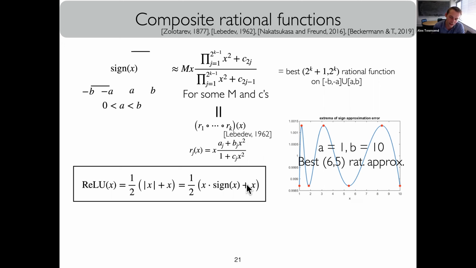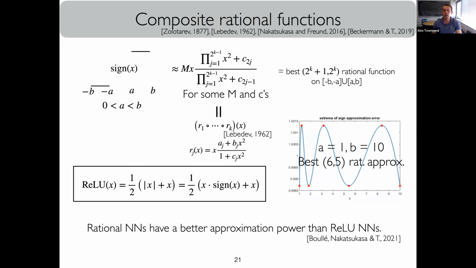If you can do anything that rationals do, doesn't mean that ReLU can do it. I mean, ReLU can't capture jumps and blow-ups as well. And we proved in a paper that you can use this to show that rational neural nets, these are neural nets where the activation function is a type 3-2 rational, have better approximation power than ReLU neural nets.